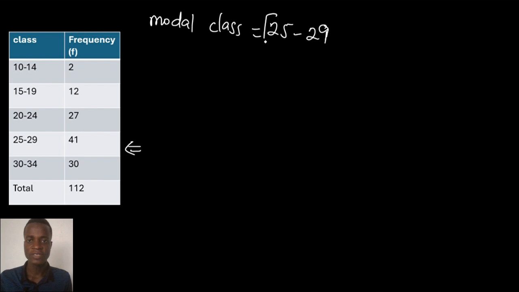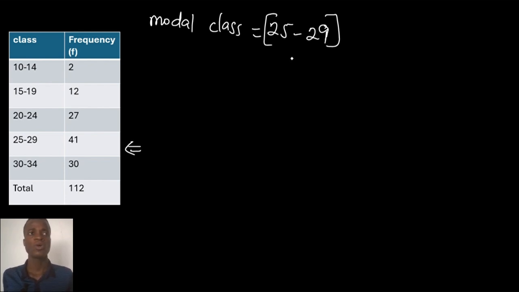Within 25 to 29, we are not looking for the modal class, but the mode of the data. The mode is going to fall somewhere between 25 and 29, so we need to find that item. How do we find that particular item that is going to fall within that class? We are not looking for the range. We are looking for a particular item within the class that is actually associated with the 41.